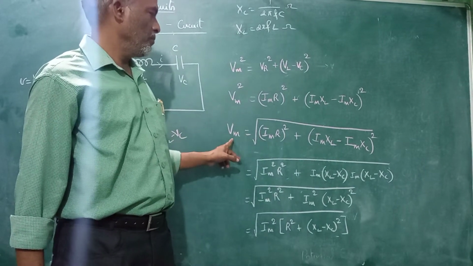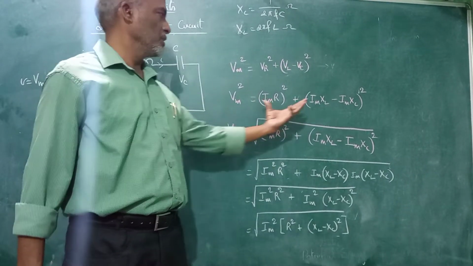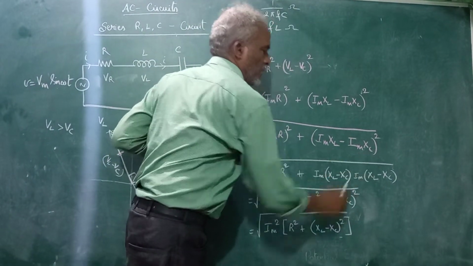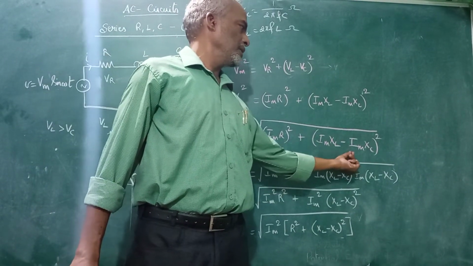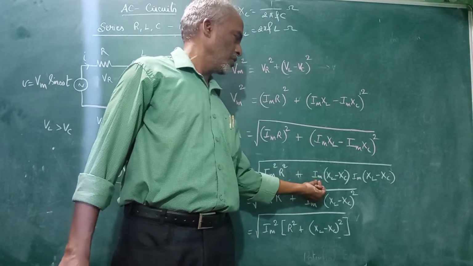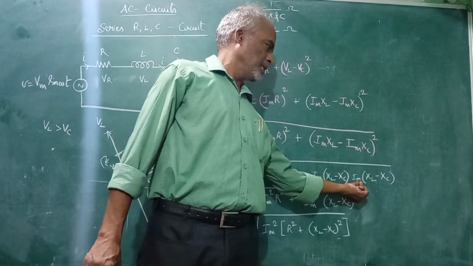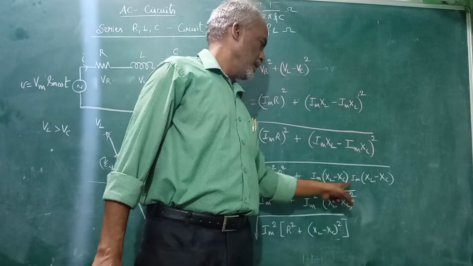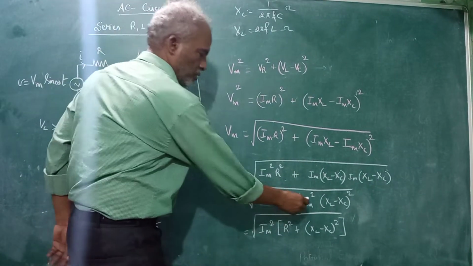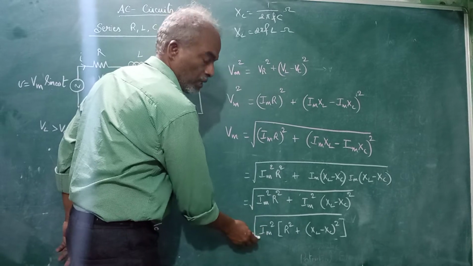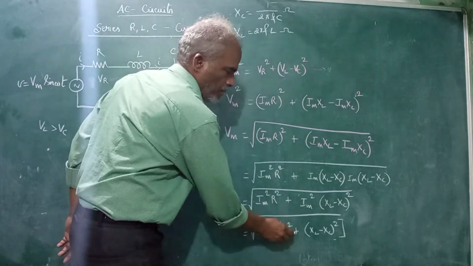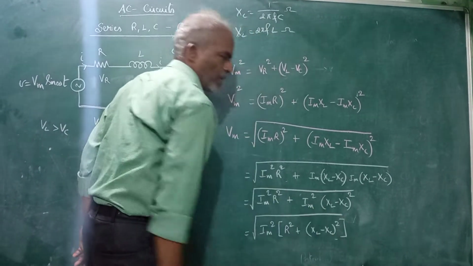So Vm square is equal to this term, and Vm is the square root of this term. Now you have to write this term twice: ImXL minus ImXc into ImXL minus ImXc. Im is taken common for the first term, and Im for the second term. Im into Im is Im square, and we already have Im square here also. So Im square is the common term, and we are pulling out that Im square. Inside the bracket we have R square plus XL minus Xc the whole square.